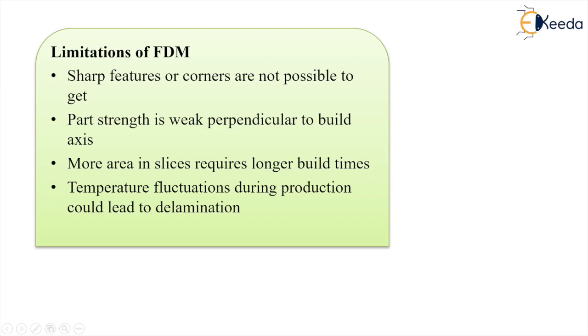Now, what are the limitations of this FDM? Sharp features or corners are not possible to get. Part strength is weak perpendicular to the build axis. The strength of the parts or components is weak in that direction. More area in a slice requires longer build time, and temperature fluctuations during production could lead to delamination. So there should not be temperature fluctuation, and if there are temperature variations, it will lead to delamination of these layers.